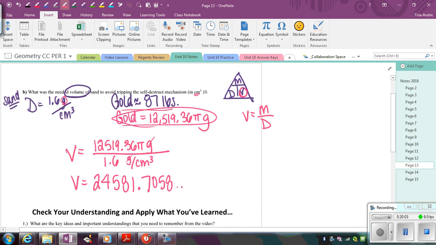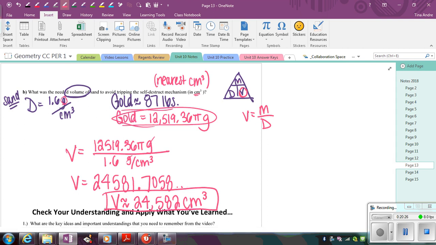Again, I'm going to round this to the nearest cubic centimeter, so nearest whole number. So that means the volume is going to be approximately 24,582 cubic centimeters of sand to have the weight of the gold. So that's kind of how I figured that out using the density. So go ahead and check your understanding problems, get a key idea, and we will talk more about this in class tomorrow.